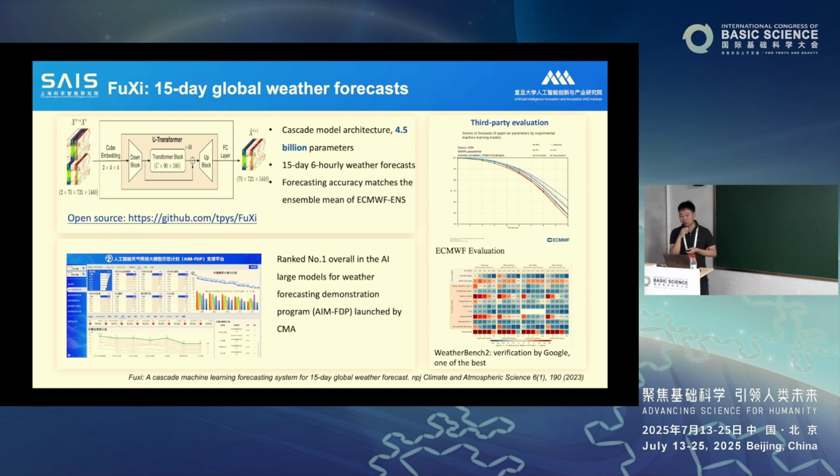It has a total of 4.5 billion parameters. It can generate a 15-day, 6-hourly global weather forecast, and its accuracy matches the ensemble mean of ECMWF ENS. ECMWF is the state-of-the-art physical model so far, and we have made this model openly available for anyone to download and use.